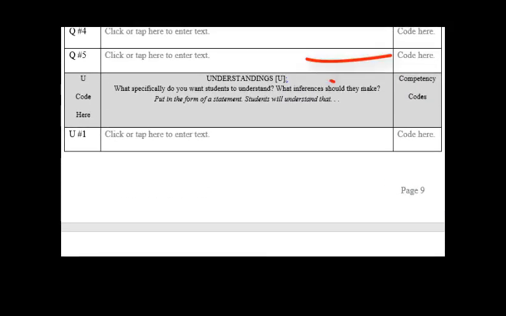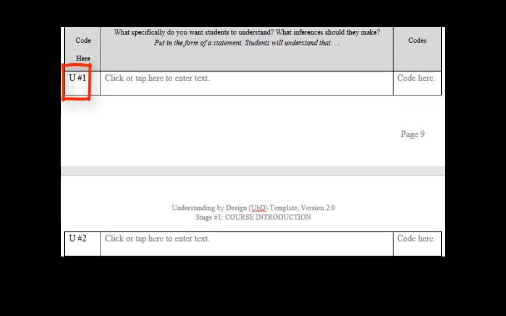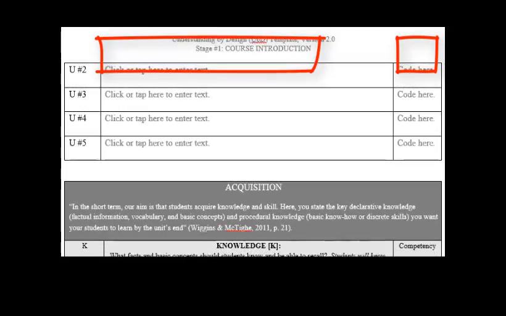Similarly, as we move into the understandings, you'll want to think about what you want students to understand. These understandings will be in the form of statements such as students will understand that. The understanding codes will be to the left with sentences in the center and your professional organization competency codes to the right.